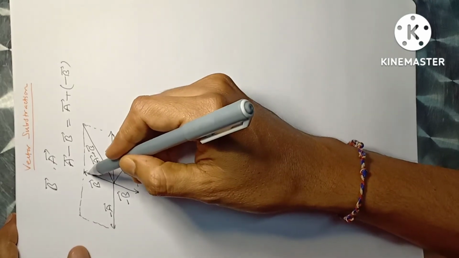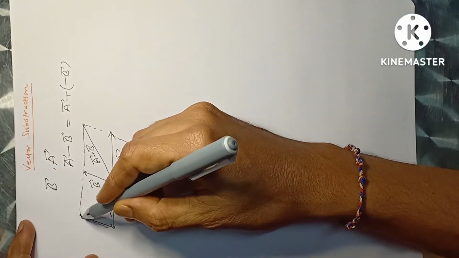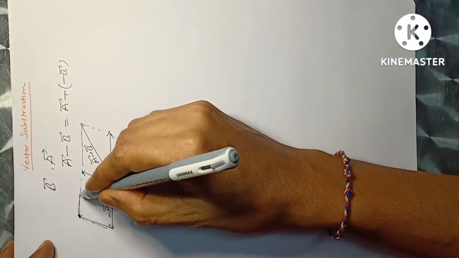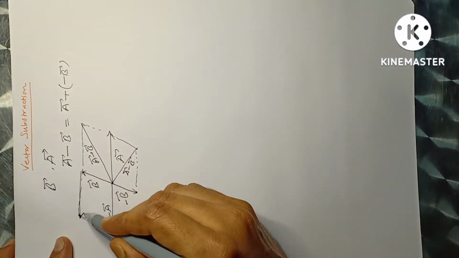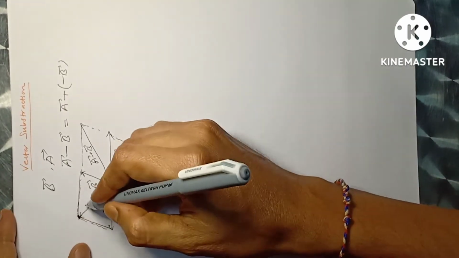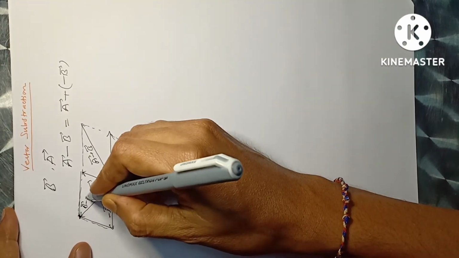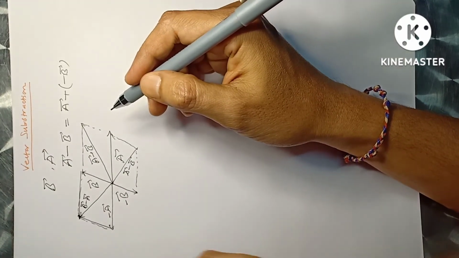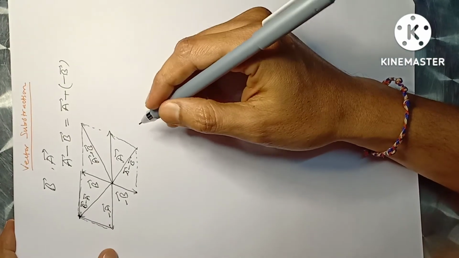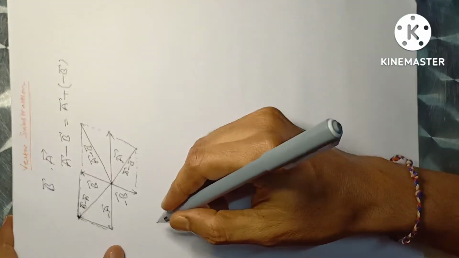The parallel of this arm will be parallel to this arm. These two arms will be parallel and these two arms will be parallel. This is a parallelogram. And then this diagonal represents b vector minus a vector. In this way, we can subtract any vector from another vector. And we consider some examples.